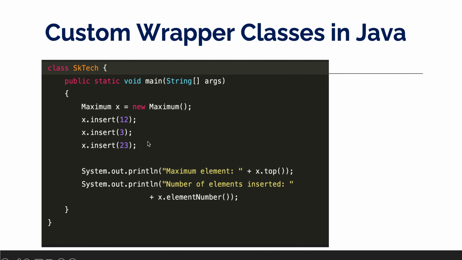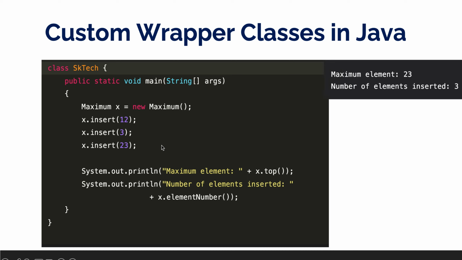So, similar to any stack or queue, we have created our own custom class. That is called a custom wrapper class, and if you run this program you will see output like this. Let's say we have inserted 12, 3, 23. What is the top element that we have inserted? Top element, in the case of a stack, is the last element, right. The last element we have inserted is 23, so it is printed as 23, and we have printed the number of elements inserted. How many elements have we inserted? We have inserted 3.